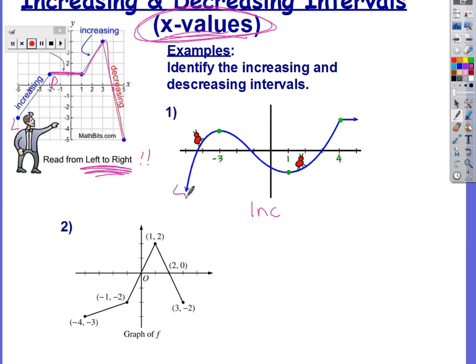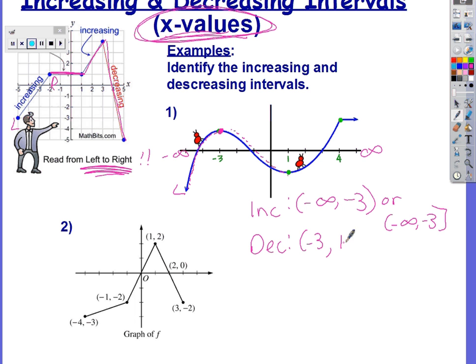Okay, so if we look at number 1, identifying the increasing and decreasing intervals. We start at the leftmost point. You can see this little ant is walking up into this point. So it's increasing, x values, negative infinity, up until negative 3. This is an included point. Now you can put a bracket or parentheses, it doesn't matter. Some people say at this point that it's neither increasing or decreasing. I will accept this, or negative infinity to negative 3 inclusive. Then it starts to decrease. The ant would be going down. So that's decreasing from negative 3 to positive 1.